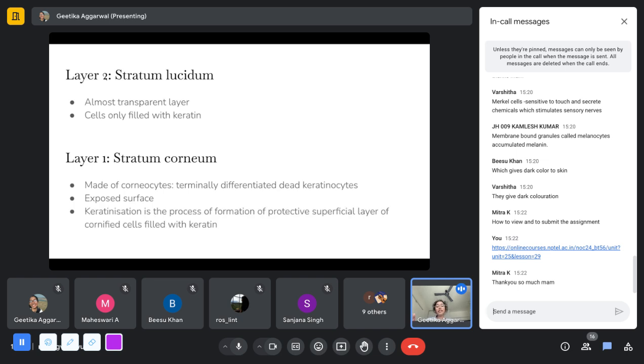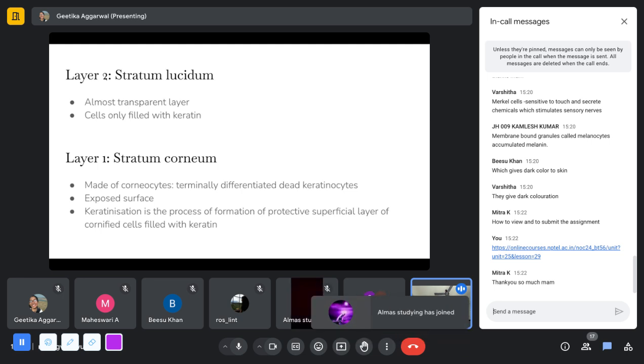Keratinization is the process of formation of the protective superficial layer of cornified cells which are filled with keratin. Keratin is the protein that we were discussing earlier. So it is important to remember this definition of keratinization. It's the process of formation of the superficial layer of cornified cells.